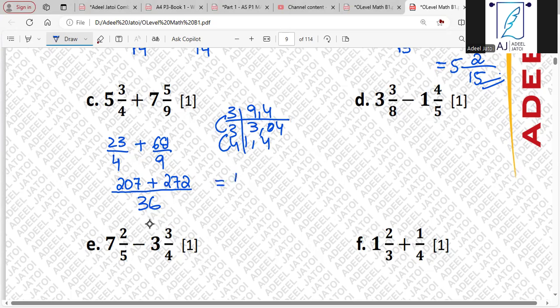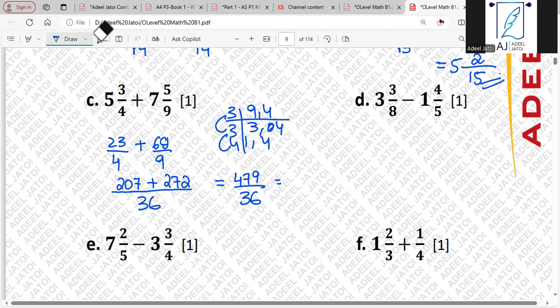If we just add them, we end up getting 478 upon 36. So we can either leave the answer in this form, or let's say 478 divided by 2 is 239. Let me change this, because 207 plus 272 is 479. Since this is the paper one, we are not using a calculator, so we'll be adding them roundabout.